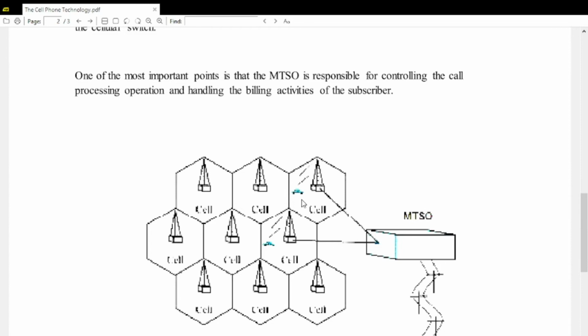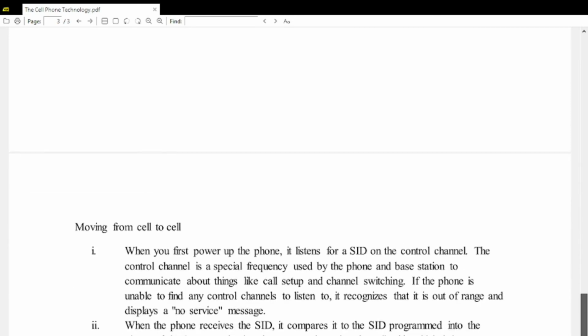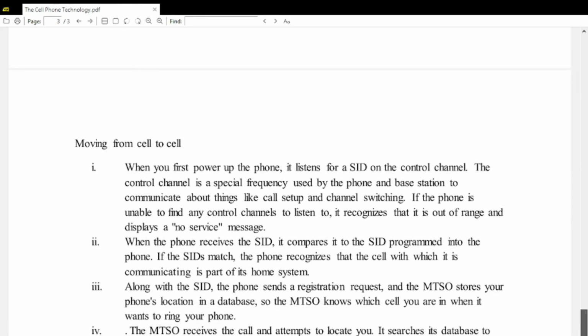Having mentioned that, I want to share with you simply and briefly how this works. I want to share with you the communication between your phone, the cell site or the base station, and the MTSO, because these are the elements that form part of the cellular system. So we want to look at how the communication normally takes place and what are the key parameters involved in that communication.